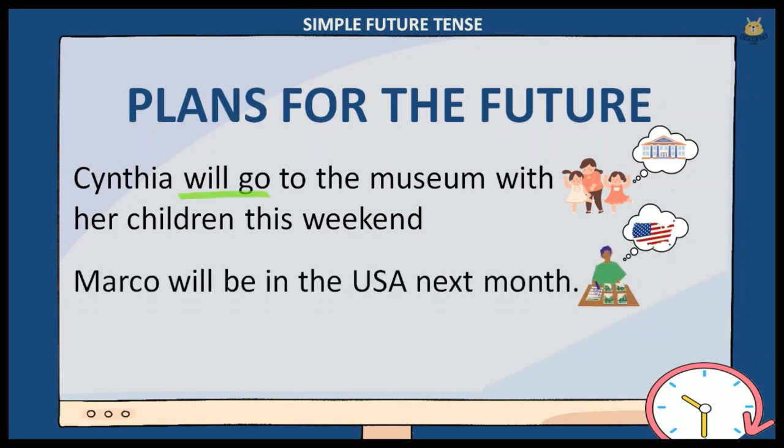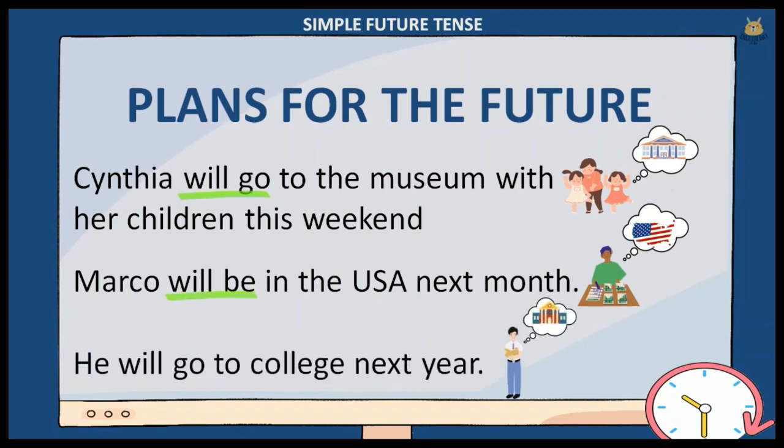Next, Marco will be in the USA next month. So Marco is expected to be in the USA by next month. So again, we have the future time expression there, next month. And what is Marco planning to do? To be in the USA next month. And lastly, we have, he will go to college next year. So what does he plan to do? He's planning to go to college next year.